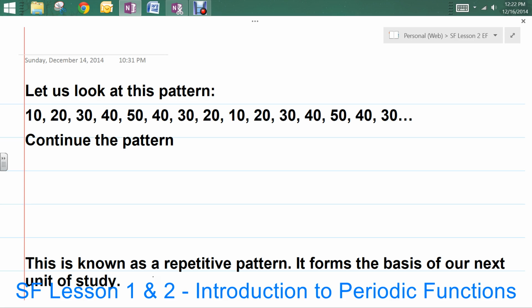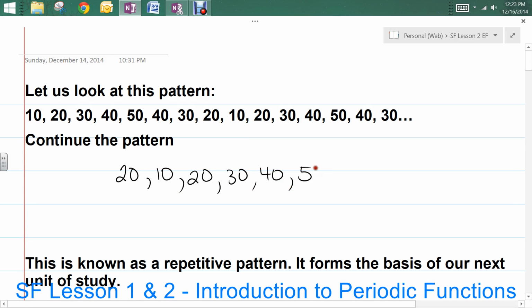If it goes 10, 20, 30, 40, 50, 40, 30, 20, 10, 20, 30, 40, 50, 40, 30, and you continue the pattern, okay? You know that what it's doing is it then goes to 20, then it goes to 10, and then it starts to return the other way. So it goes back up to 20, then to 30, then to 40, then to 50, and then it's hit its maximum. It stops and it goes back down 40, 30, 20, 10, and then it's at the minimum, and then it keeps going.